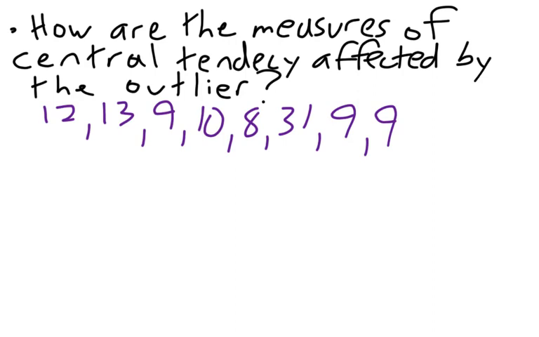Now, first off, we need to identify the outlier. So which number is way different than the other numbers? I'm looking at my lowest number, 8, but that's not very different than 9, is it? So 8's not going to be my outlier. On the upper extreme, we have 31. 31's way bigger than the next number, which is 13. So 31 is going to be my outlier. It's way bigger than the other numbers.